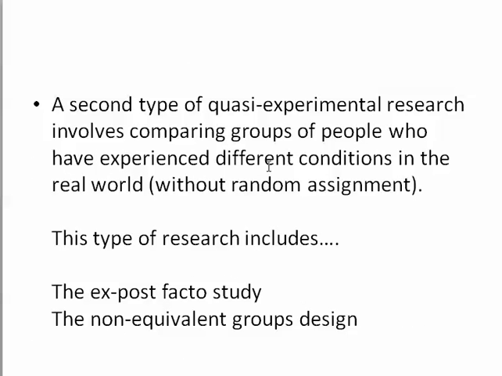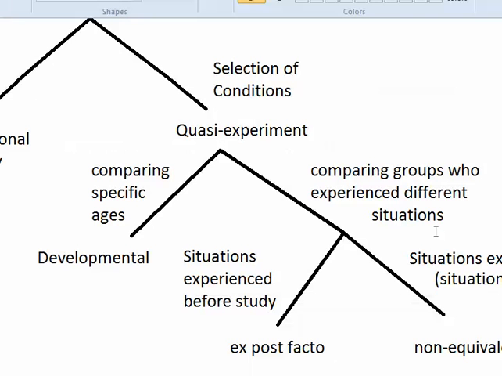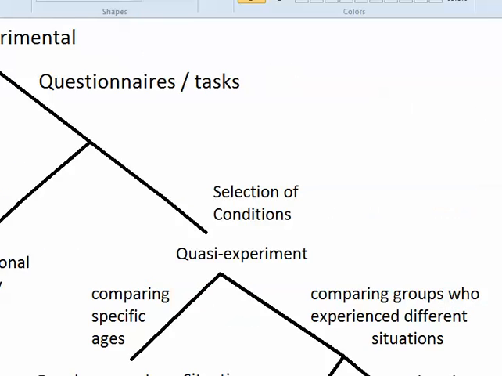There's also another type of quasi-experiment in which you're not comparing different ages, but you're comparing different groups of people who have experienced different conditions in the real world, but they weren't randomly assigned to those conditions. So over here, I had a tree diagram. Some of it's cut off now, but I said a quasi-experiment is when there's, up here, I said that there's no random assignment.